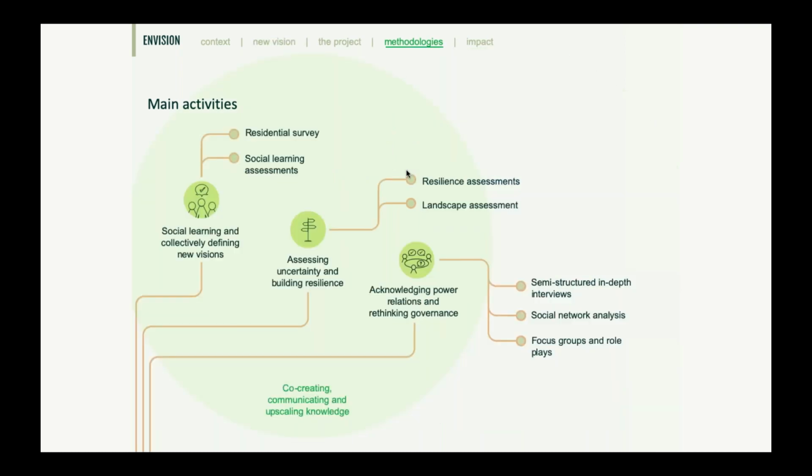And of course, we also have methods for social learning, uncertainty assessment, and acknowledging power relations. For example, we're going to administer residential surveys to understand how learning occurs, and we're going to compare understandings of the protected area management pre and post workshops to understand the learning that occurs. We've got resilience assessments through the Stockholm Resilience Centre to better understand uncertainty and to build resilience. And to acknowledge power relations, we're going to rely on social network analysis, focus groups, and semi-structured in-depth interviews.